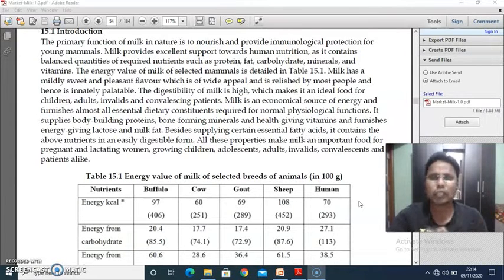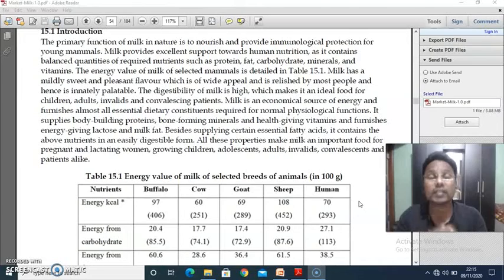Milk is an economical source of energy and furnishes almost all the essential dietary constituents required for the normal physiological functions. It means that, to perform the normal physiological functions of the body, milk is an economical source of energy. It supplies the bodybuilding proteins, bone forming minerals and health giving vitamins, and furnishes the energy giving lactose and the milk fat.